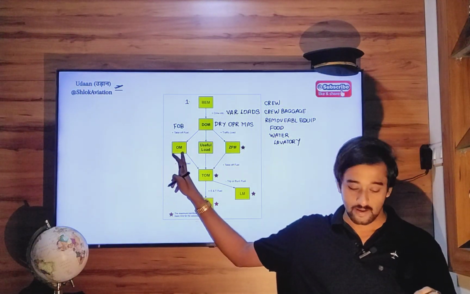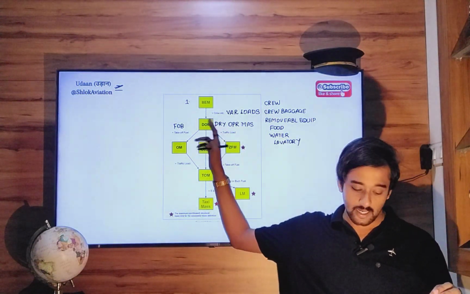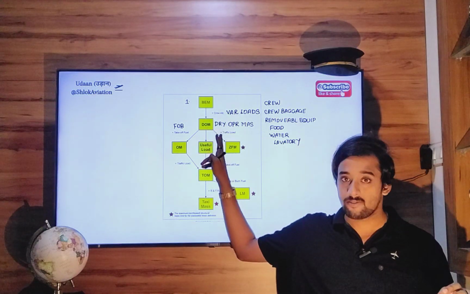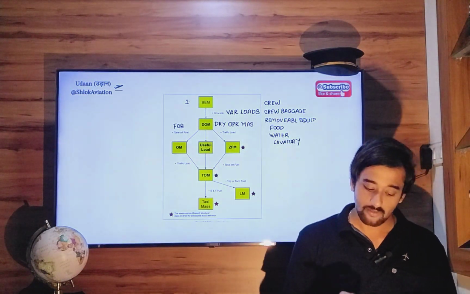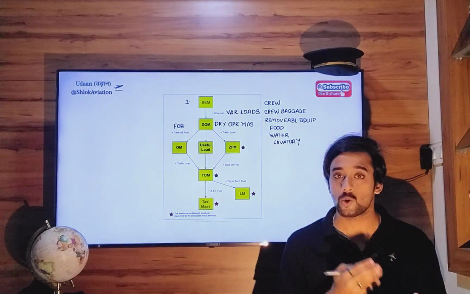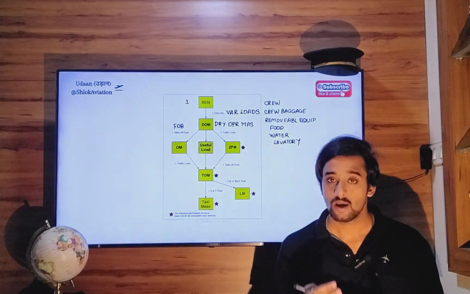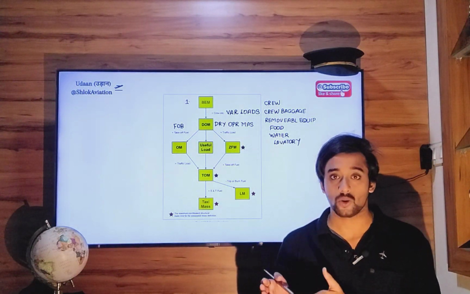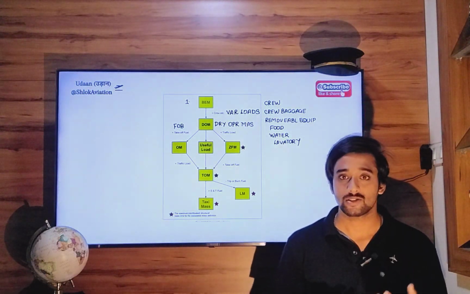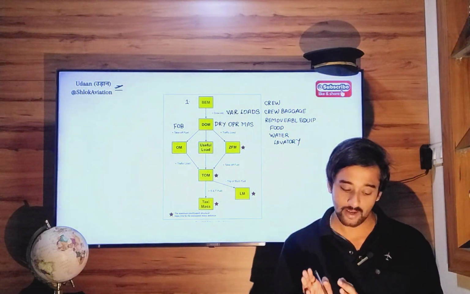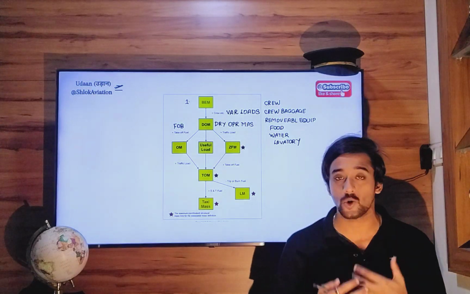Then look at the right side. Dry operating mass plus traffic load gives you zero fuel mass. Now, what is traffic load? Traffic load is nothing but payload, that is the load of your passengers and their baggage, plus cargo and non-revenue load. This is called traffic load. So when you add traffic load to dry operating mass, you get zero fuel mass.